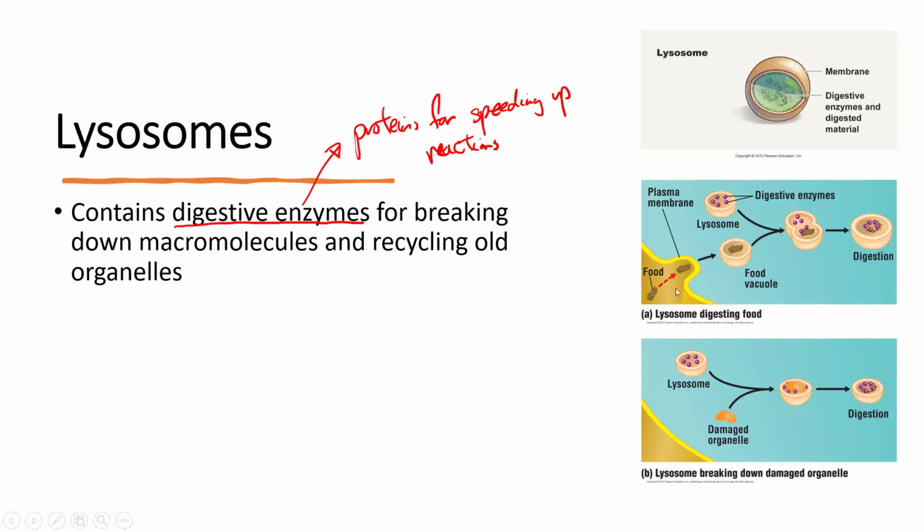So when your cell ingests some kind of food particle, for example, it will merge with the lysosome to break it down. If there is a damaged organelle, it's too old or is not functioning properly, the lysosome will come and break it down. So it breaks down worn out molecules, it breaks down macromolecules, and you can unlock the nutrients and recycle them.